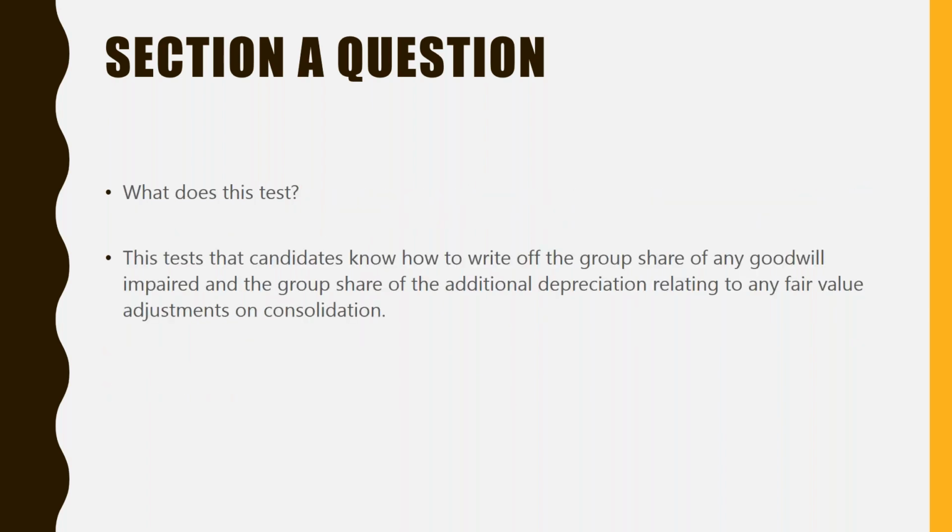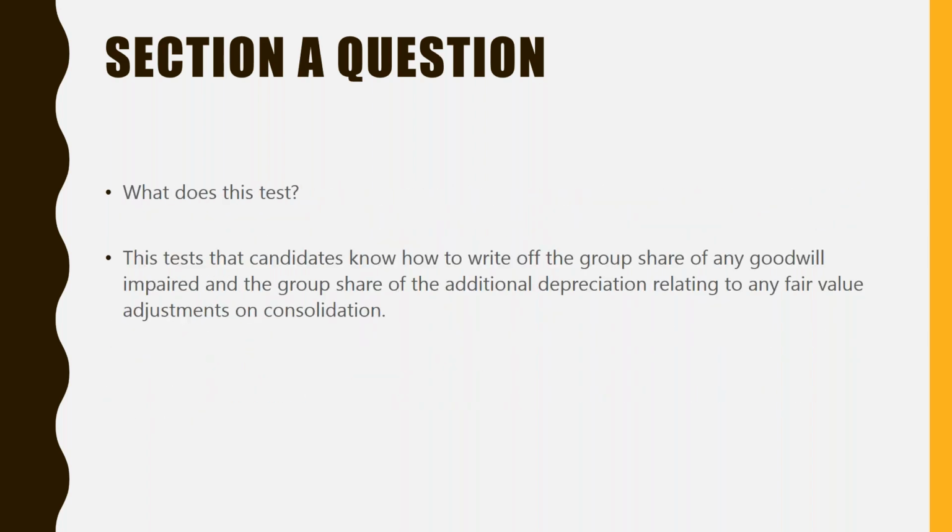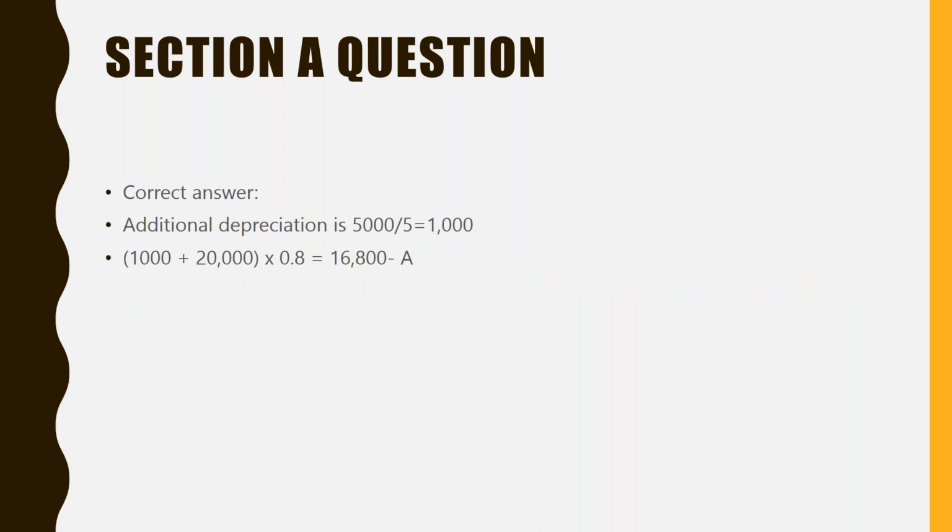Right? And we actually have to do a calculation for full goodwill. That's what that 20,000 was, right? Full goodwill, because NCI is at fair value. So what is the correct answer?